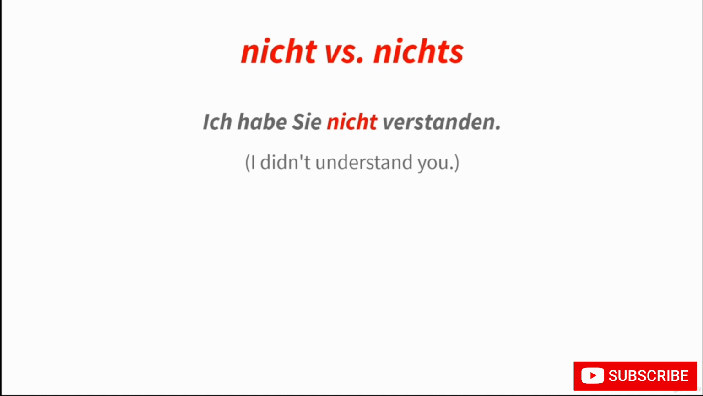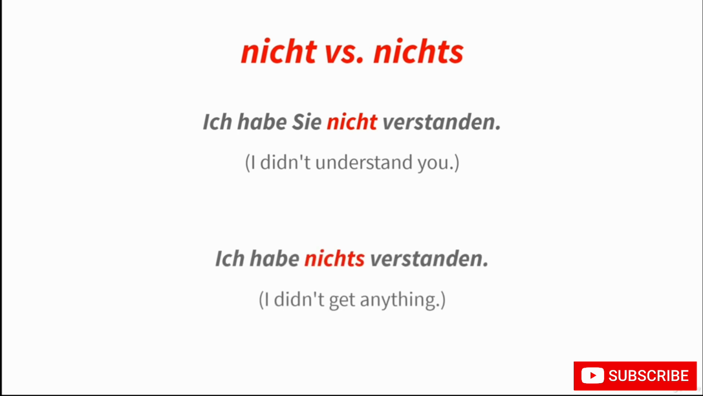Ich habe Sie nicht verstanden. I did not understand you. As you can see here, nicht is used to give the meaning not. But when I say ich habe nichts verstanden, then it means I did not get anything. As you can see here, nicht means not anything. Can you see the difference between nicht and nichts? If not, let's do another example.